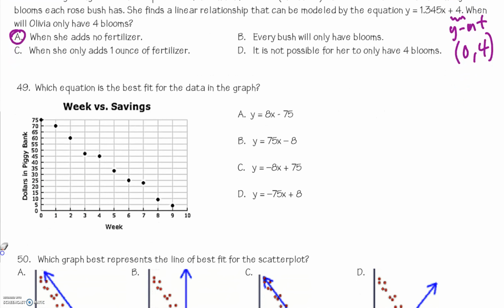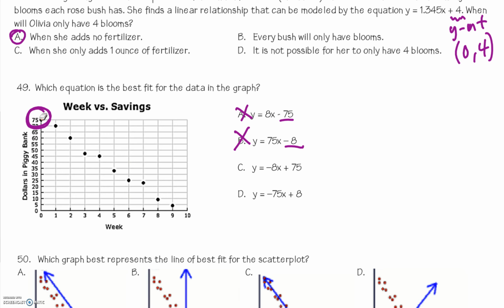Number 49, which equation is the best fit for the data in the graph? All right, so first of all, hopefully you look at these points and notice that there is a negative slope. That should jump out to you. And since there's a negative slope, you could eliminate the 2 possibilities that have positive slopes. They also have negative y-intercepts, and if you look at where this is up here, that's got to have a y-intercept that's close to positive 75.